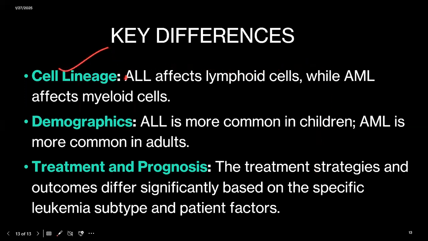So, key differences: Cell lineage, ALL affects lymphoid cells while AML affects myeloid cells. Demographics, ALL is most common in children, AML is more common in adults. The treatment strategies and outcomes differ significantly based on the specific leukemia subtype and the patient factors. So this is all about the difference between ALL and AML.